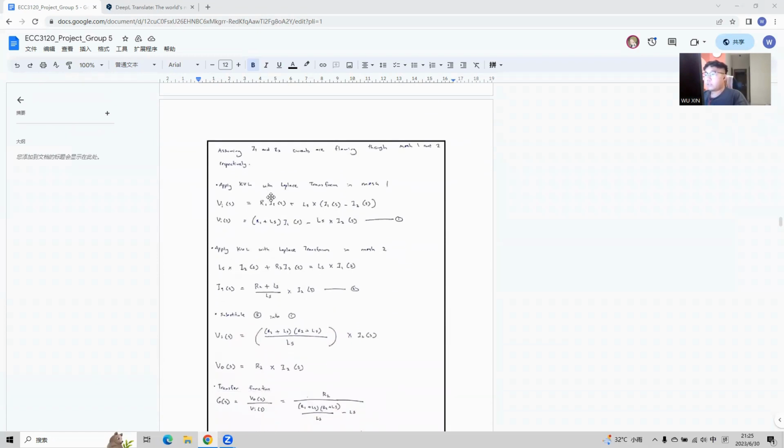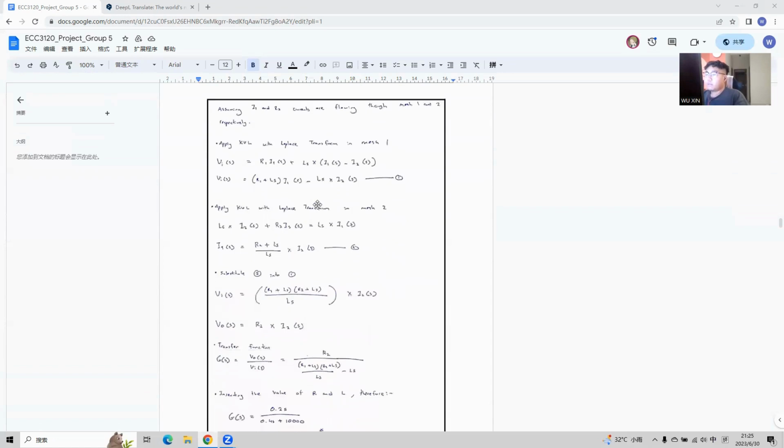Next, apply KVL with the Laplace transform. Vi equals R1 times I1(s) plus Ls times (I1(s) minus I2(s)). V1 equals (R1 plus Ls) times I1(s) minus Ls times I2(s). Apply KVL with the Laplace transform: Ls times I1(s) plus R2 times I2(s) equals Ls times I2(s).